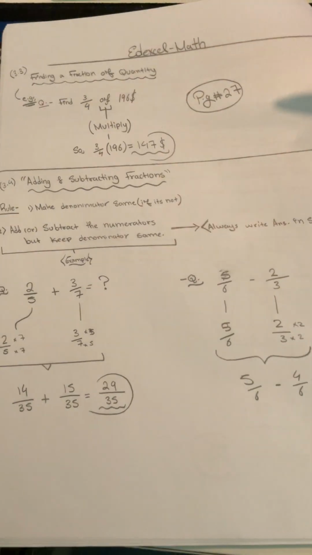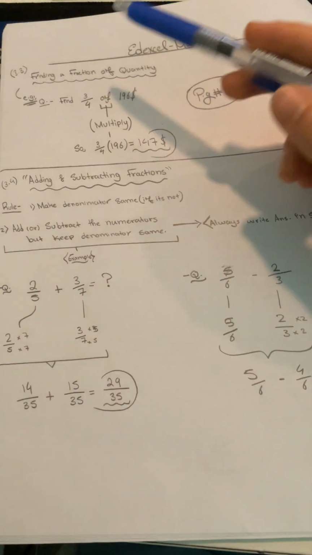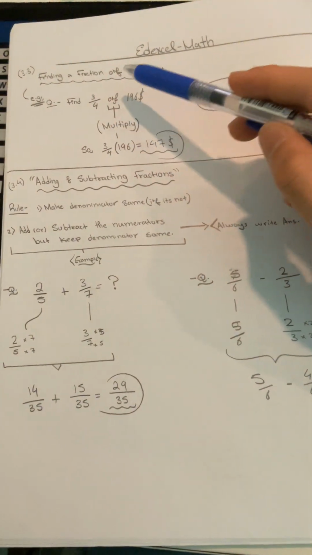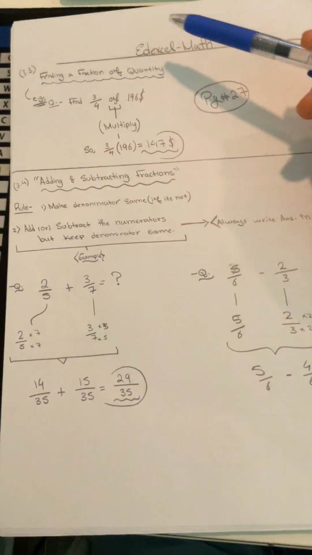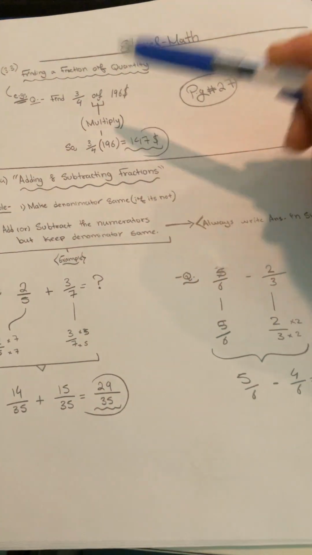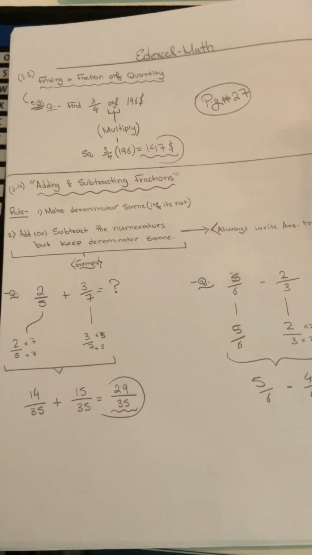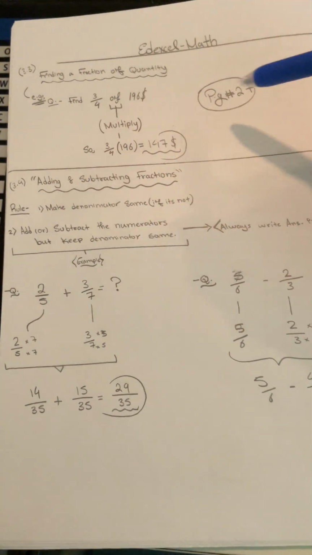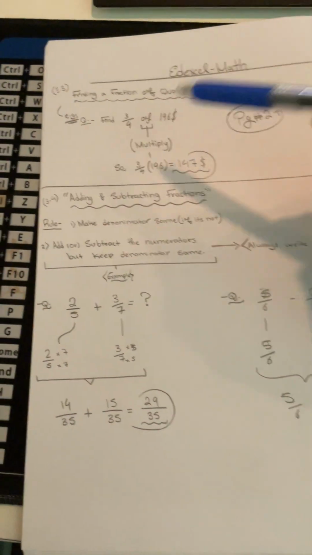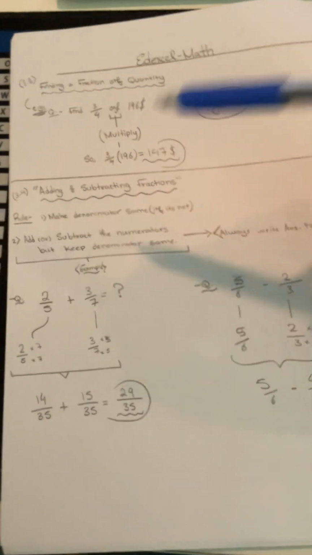Finding a fraction of a quantity. So let's say you need to find 3 over 4 of $196. Of means multiply, so 3 over 4 times 196 is equal to $147. So anything of x is equal to that thing multiplied by x, because of means multiply, okay?